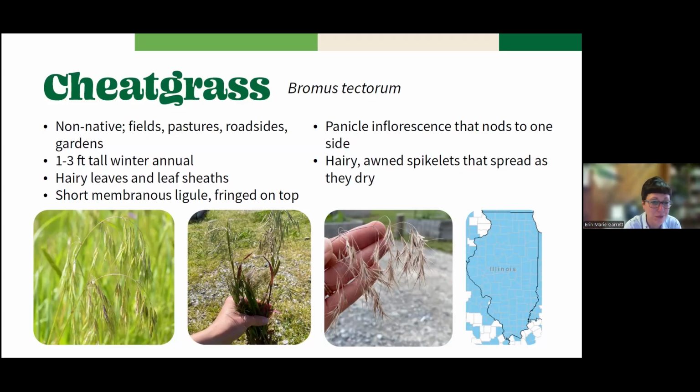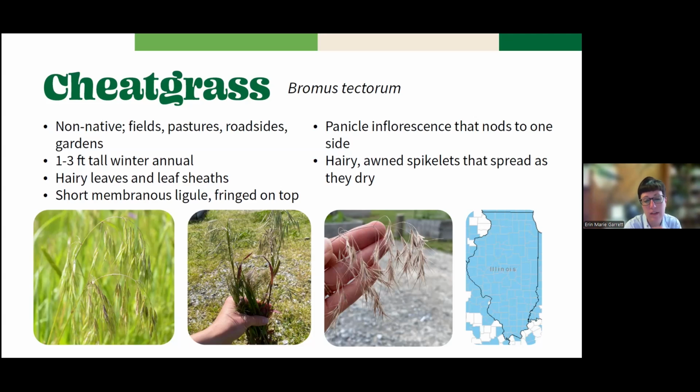So in our fields, roadsides, gardens. It is a winter annual, so it is going to be blooming very early in the season. Can get, again, depending on where it is, up to 3 feet tall. I typically see it under a foot. It is going to be a pretty hairy plant with that other common name, downy brome.